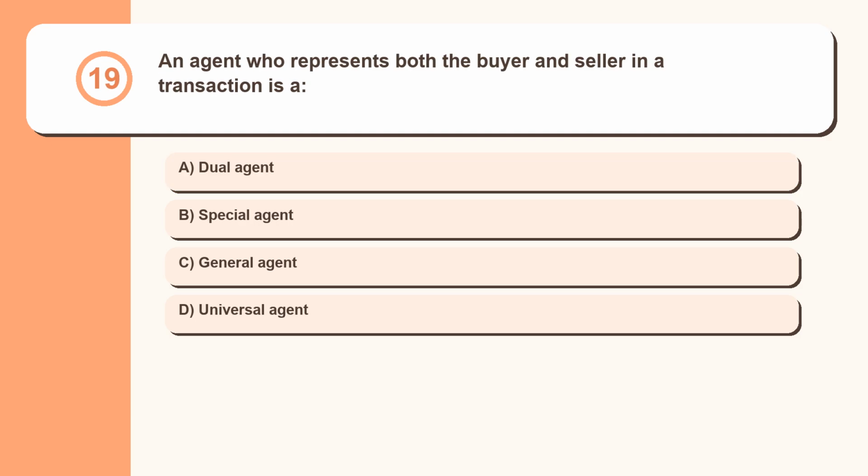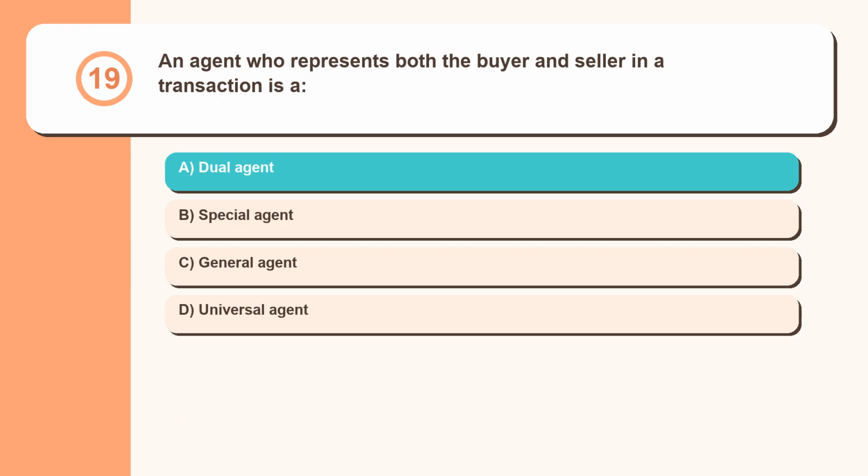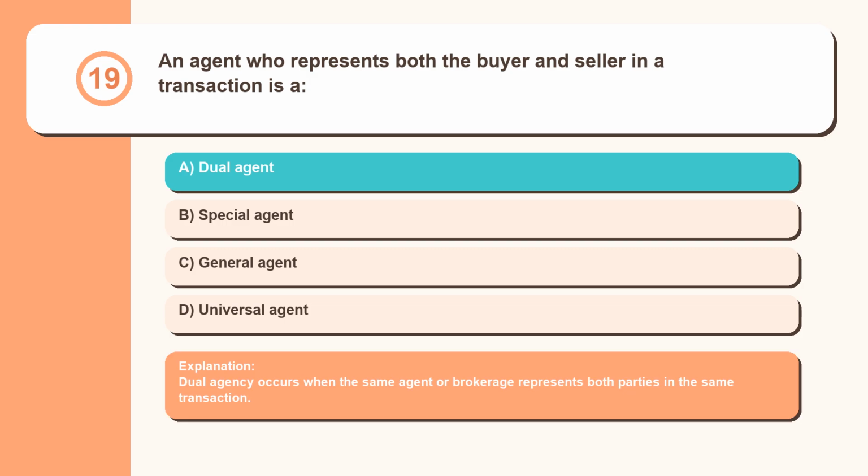Question 19. An agent who represents both the buyer and seller in a transaction is a dual agent, special agent, general agent, universal agent. Dual agency occurs when the same agent or brokerage represents both parties in the same transaction.